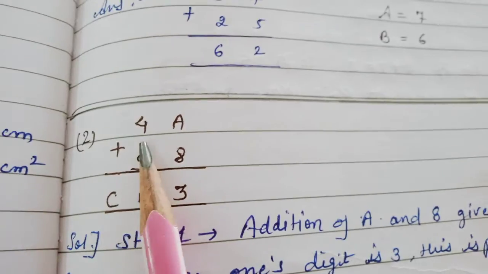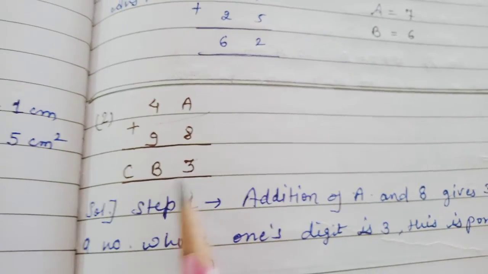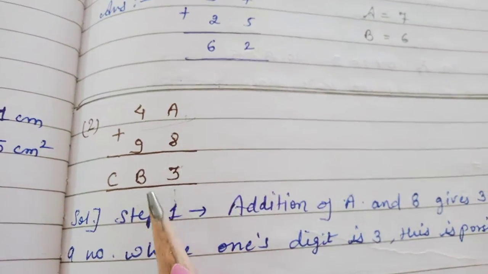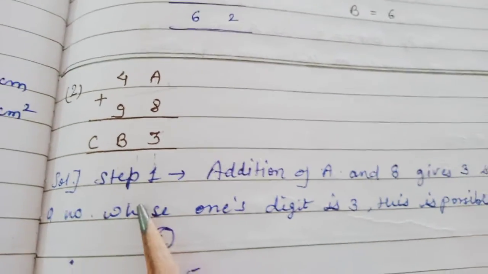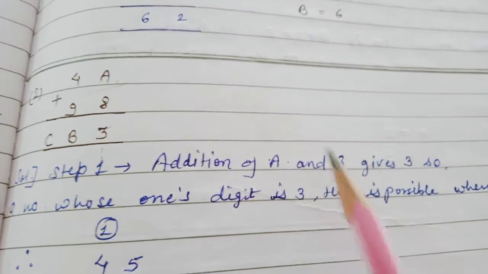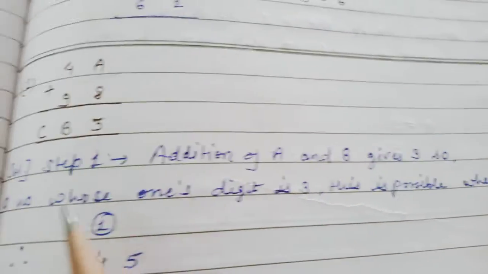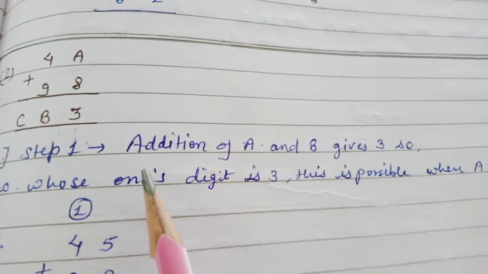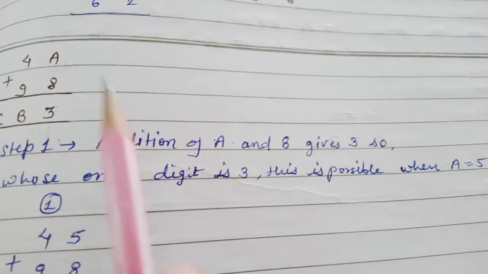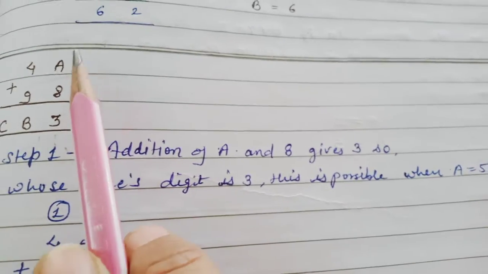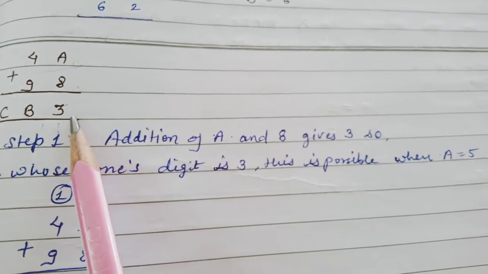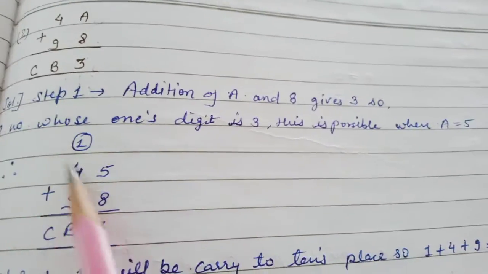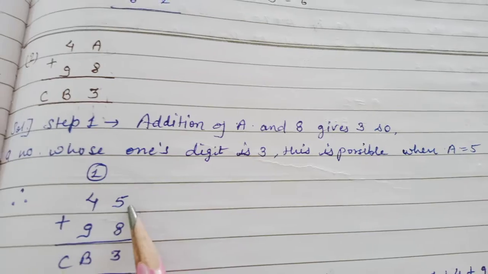The next question is 4A plus 98 is equal to CB3. Here, we have to find the value of A, B and C. The first step is addition of A and 8 gives us 3. So, a number whose ones digit is 3 is possible only when A is equal to 5. 8 plus 5 is 13. Put 3 and carry over 1. So, this is our first step.